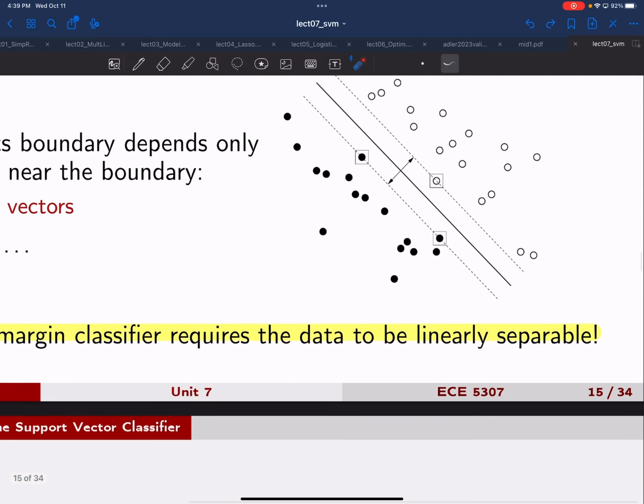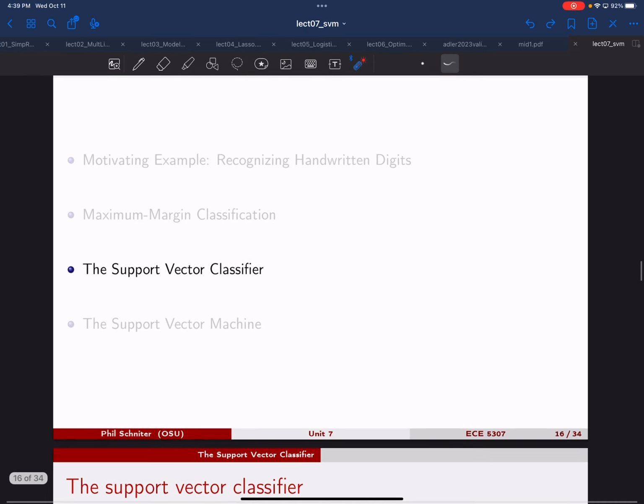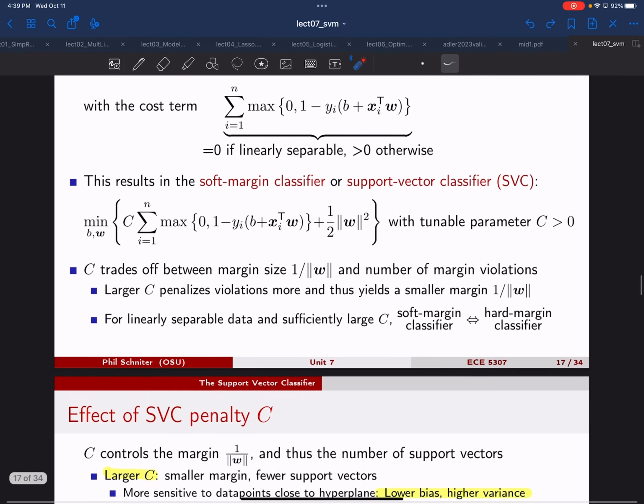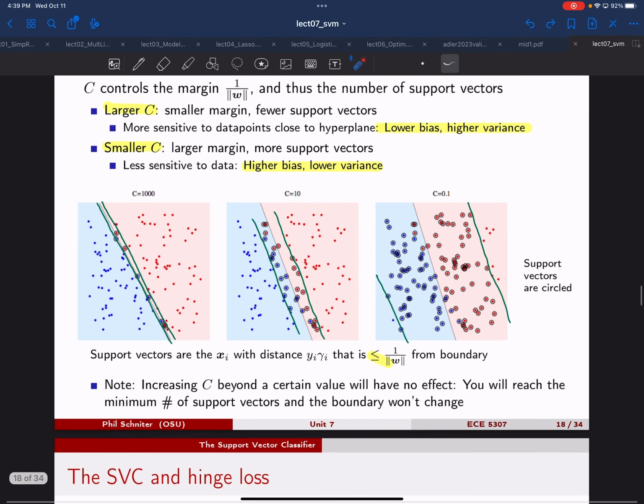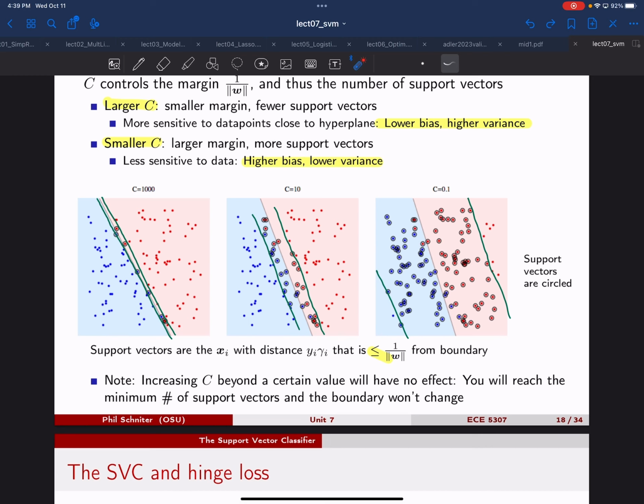So generally speaking, as you increase C, you tend to see fewer and fewer support vectors until you reach the minimum. And at that point, things don't change. Your classifier design doesn't change.